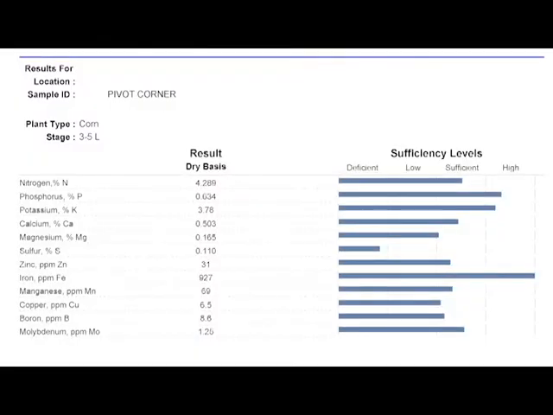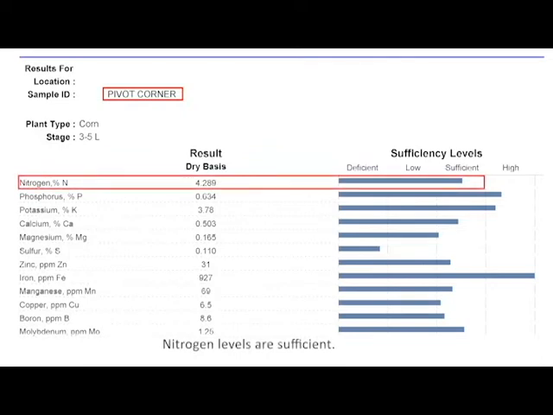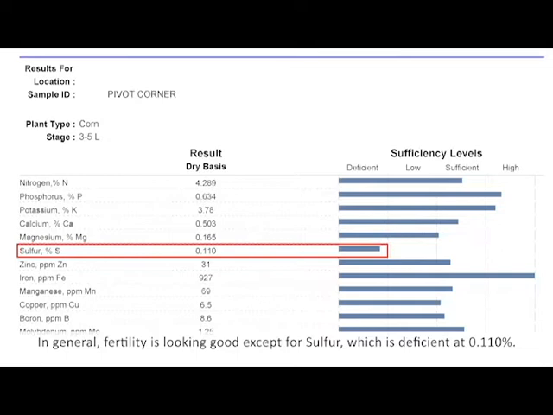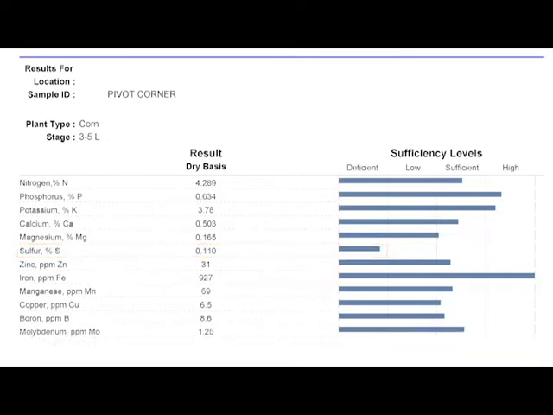Okay, so here we have our results from our samples. We have our pivot corner and our under the pivot. We can see nitrogen is looking good on the pivot corner. In general, fertility is okay, except for sulfur here. You see sulfur is way down to 0.10, which falls in the deficient category. So definitely a sulfur problem.